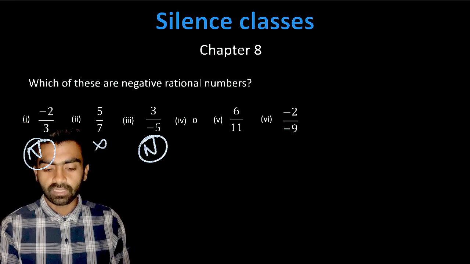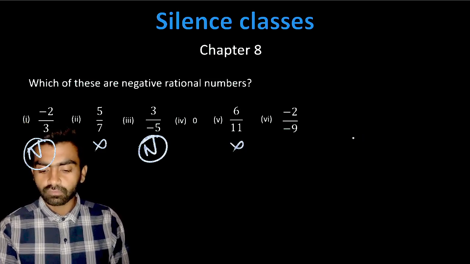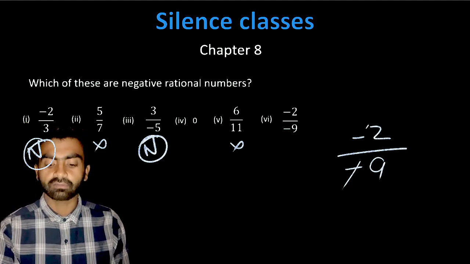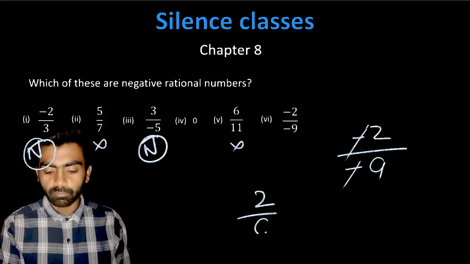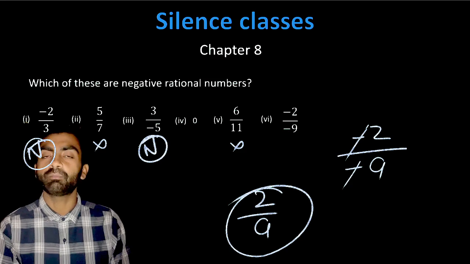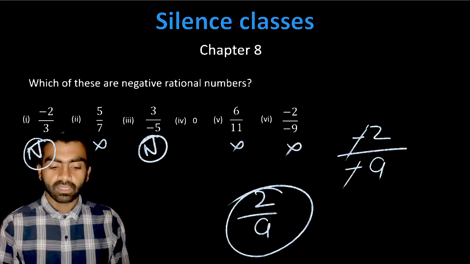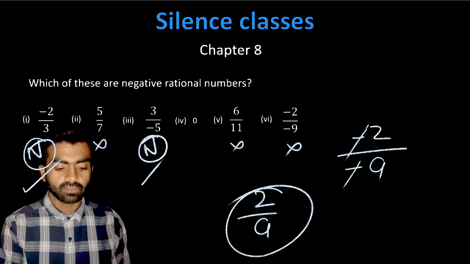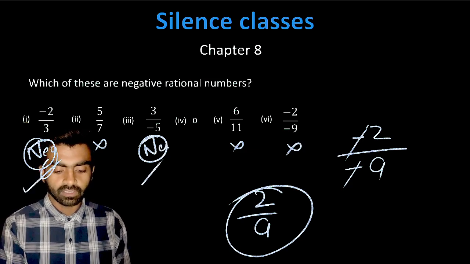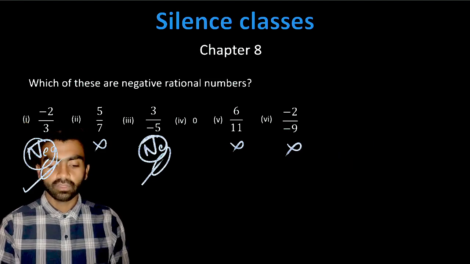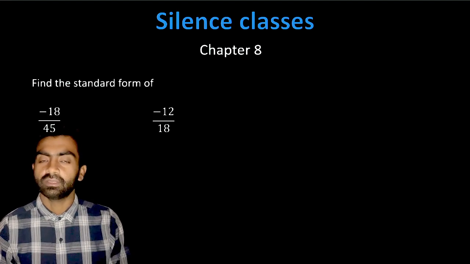6/11 is a positive. Over here you have to understand -2 upon -9 is given. We can cancel the minus signs, so it will become 2/9, and 2/9 is a positive rational number, so we can say no, it is not. And all these are the negative rational numbers. I hope you guys understood. Now let's move to the next question.